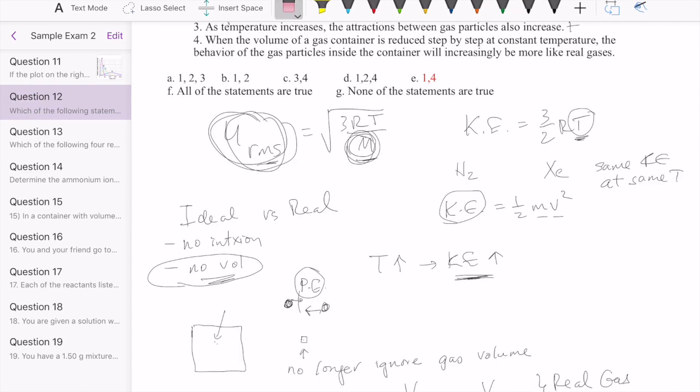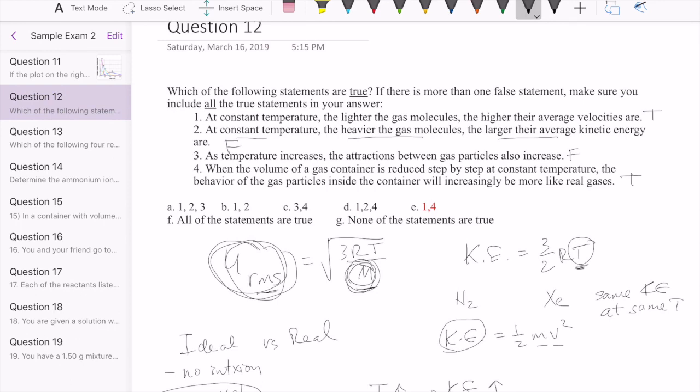And so as you make your container volume smaller, let's say going from the left container to the right container, this is ideal. And as you go smaller, this becomes more like a real gas. So the statement says, as you reduce the volume step by step, the behavior of the gas will be more like a real gas. So that's a true statement. So in other words, in this case, 2 of those are true, which is 1 and 4. So that'd be our answer.